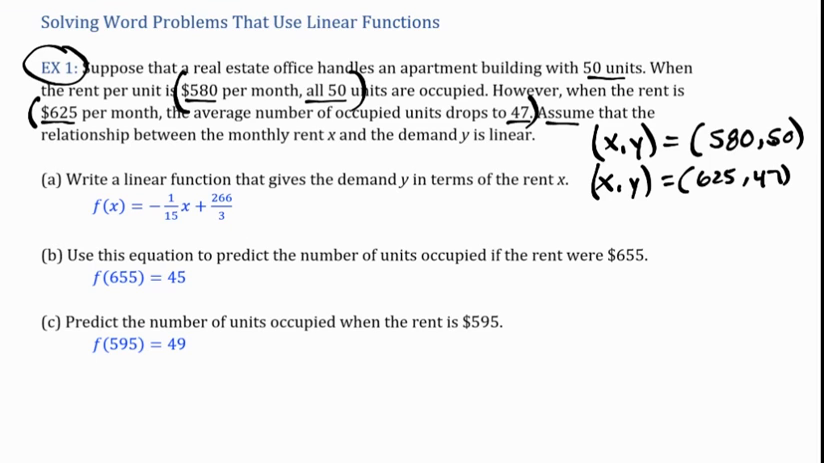And it says assume that the relationship between rent and demand is linear. So we're going to write a linear function. That means use these 2 points to find slope and your b value. So our slope is 50 minus 47. So if this is y2 and this is y1, 50 minus 47, that means this is x2 and this is x1. We're going to do 580 minus 625 in the denominator.